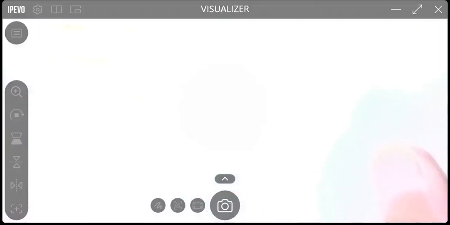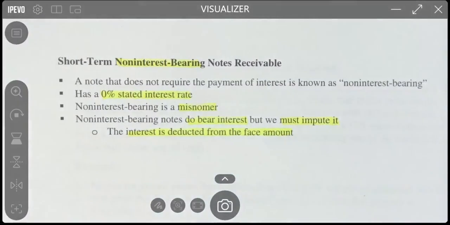Let's now take a quick look at what if this were what we call a non-interest bearing note receivable. So the topic here is short-term non-interest bearing notes receivable. A note that does not require the payment of interest is known as non-interest bearing because it has a 0% stated interest rate.